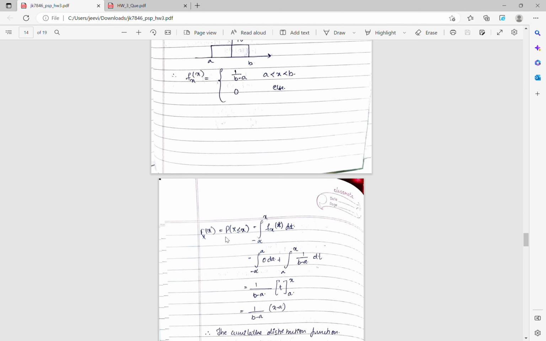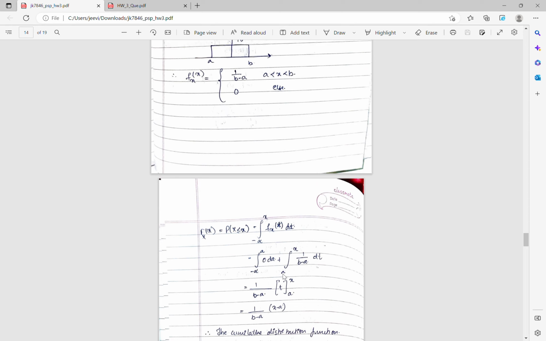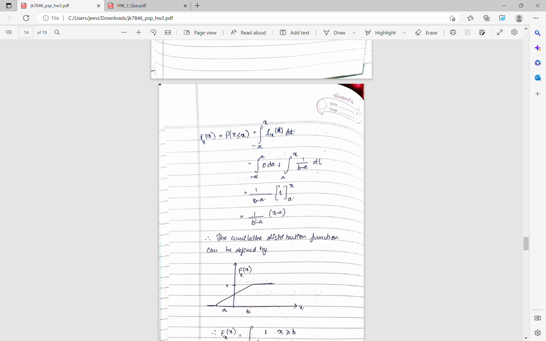Now coming to the cumulative distribution function, which is equal to the probability of X less than or equal to x. This can be defined as an integral from minus infinity to x of f_X(t) dt. If we split the range into minus infinity to a and a to x, we can write it as the integral of 0 dt plus the integral of 1 by (b minus a) dt. So when it is from minus infinity to a, it will be 0. When it is from a to x, it will be 1 by (b minus a). Now solving them, we will get 1 by (b minus a) into (x minus a).